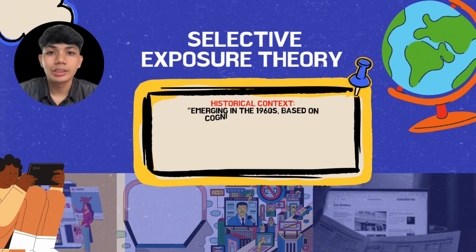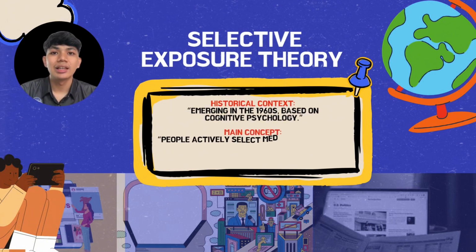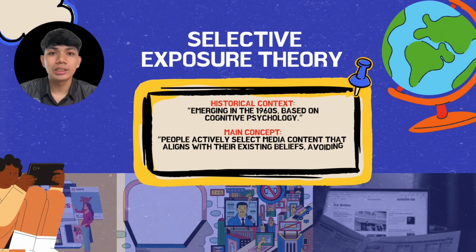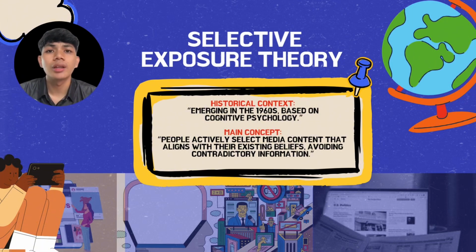Next, let's look at selective exposure theory. The historical context of this theory is that selective exposure theory gained traction in the 1960s and 1970s, building on research in cognitive psychology and media consumption patterns. It was developed in response to questions about how people respond to messages that challenge their existing beliefs.